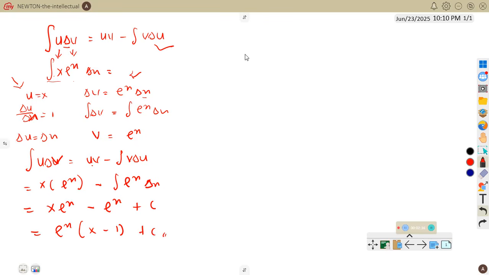So let's take another one. Now let's say we have a question such as this: the integral of e to the power of x sine x dx. Just like we did here, we first have to express it in the form of u dv. One of them is going to be u and the other is going to be dv. So e to the power of x will be u and dv is going to be sine x dx. So we'll say u is equal to e to the power of x, and dv is equal to sine x dx.